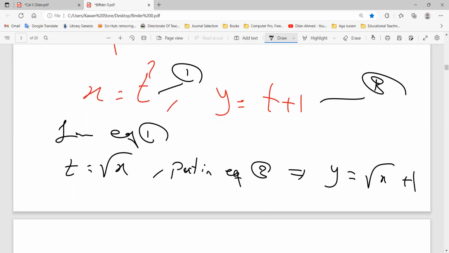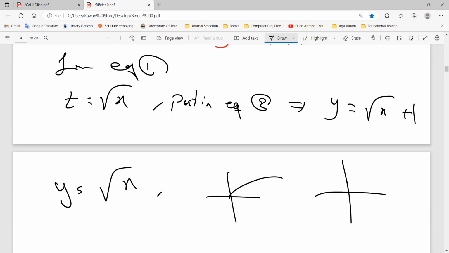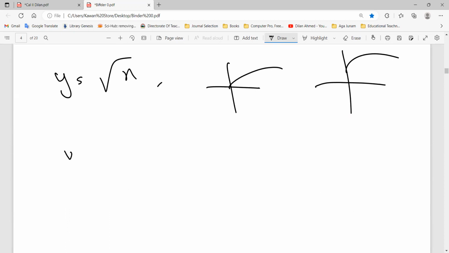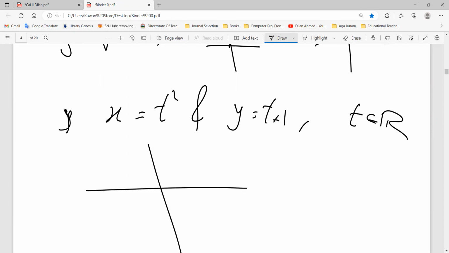Why is it easy? Because you know how to sketch y equal to the square root of x, especially in calculus. Then the plus 1 shifts it up. So the graph of x equal to t squared and y equal to t plus 1, when t belongs to R, meaning from minus infinity to infinity, is like that.